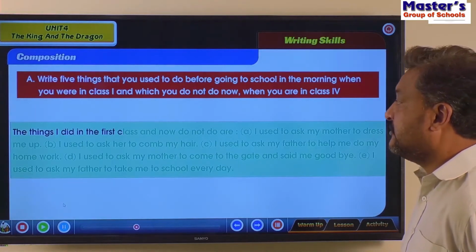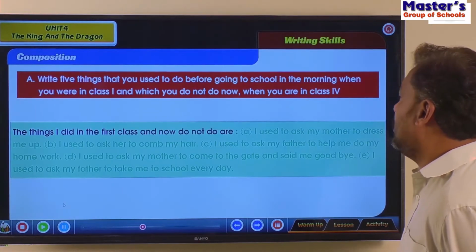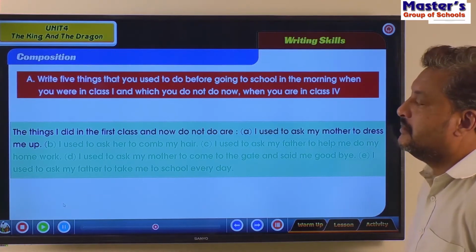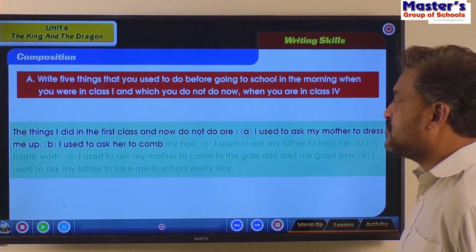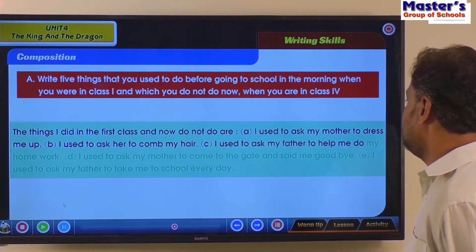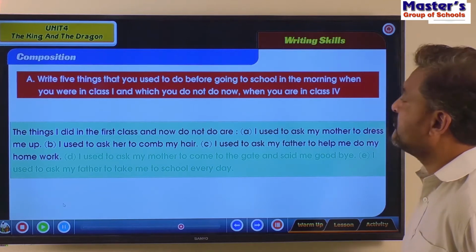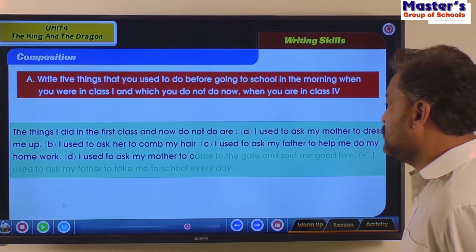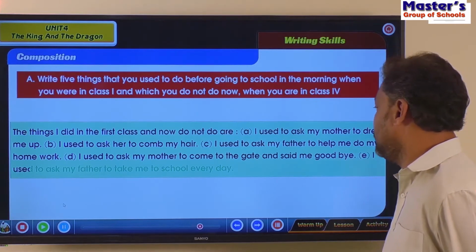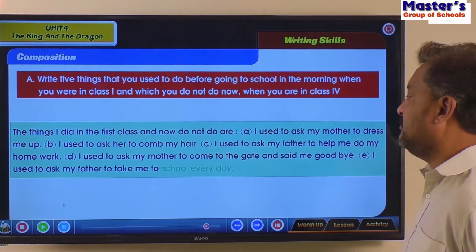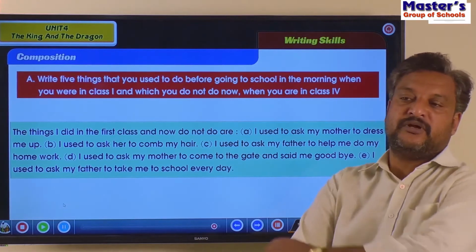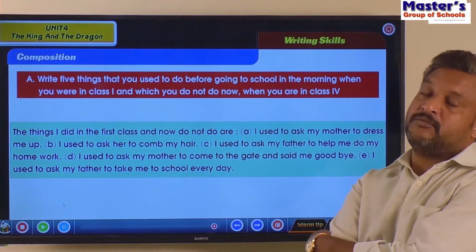The things I did in the first class and now do not do are: A, I used to ask my mother to dress me up. B, the second one, I used to ask her to comb my hair. C, I used to ask my father to help me do my homework. D, I used to ask my mother to come to the gate and say me goodbye. 5th one, I used to ask my father to take me to school every day. So these are 5 things that I used to do when I was a kid last year or before that.